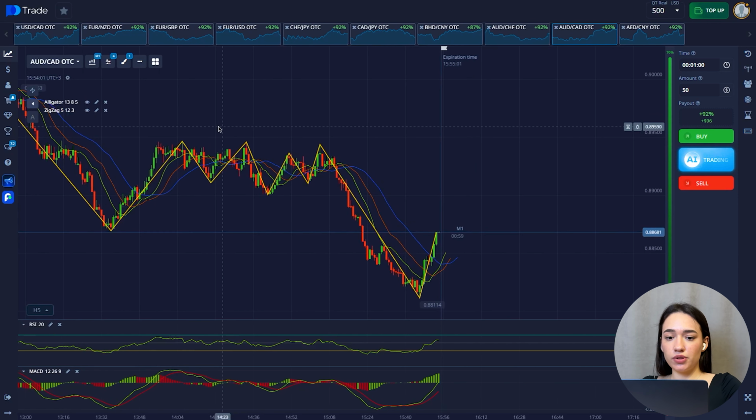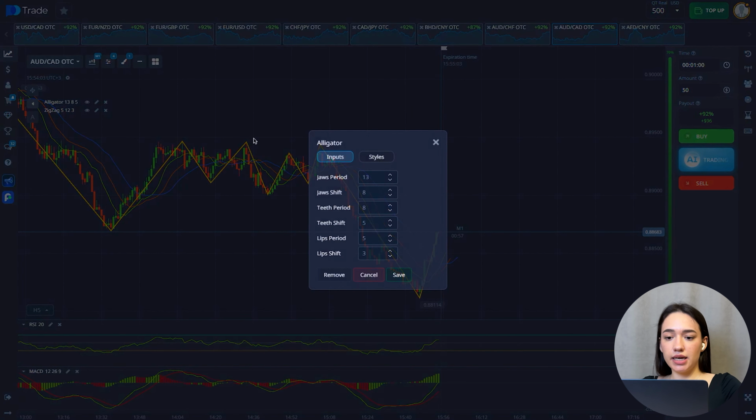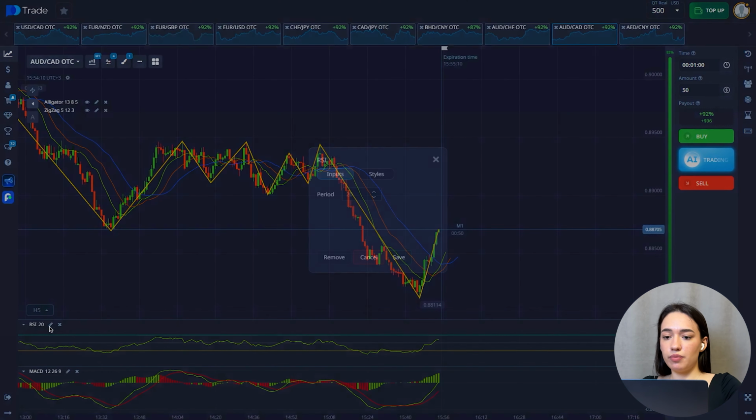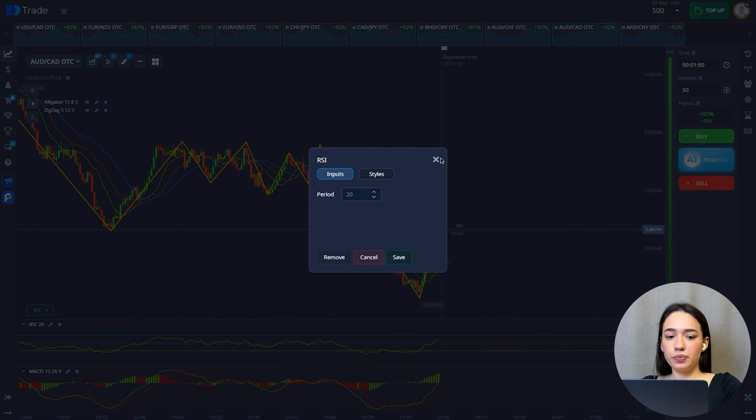Next, let's move on to the indicators. We're using the Alligator with default settings, ZigZag also with default settings, the Oversight Oscillator with a period of 20, and the MACD Oscillator also with default settings.